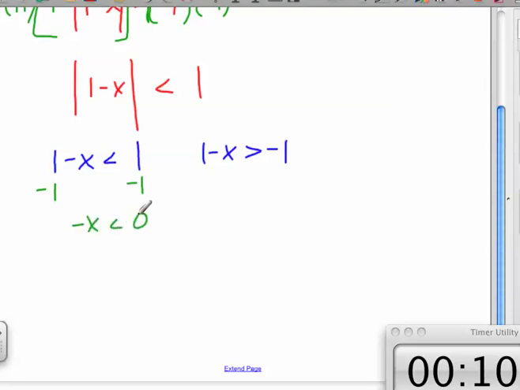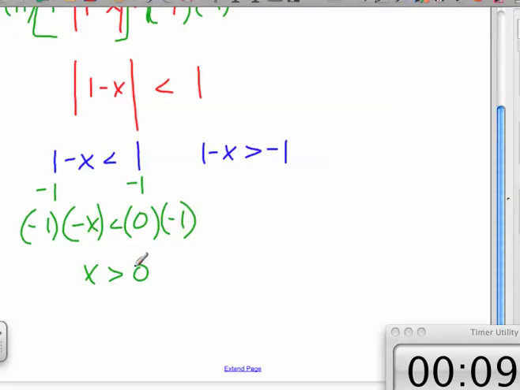But I don't want negative x. I want positive x. So I have to multiply both sides by negative 1. That's going to give us x is greater than 0, because I multiplied by negative 1. All right, now I need to solve this other one. I'm going to subtract 1 from both sides. And now I've got negative x is greater than negative 2. But now I have to multiply by negative 1. And that's going to give me x is less than 2.